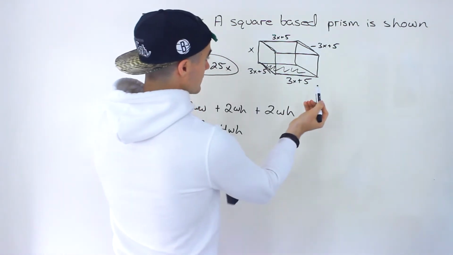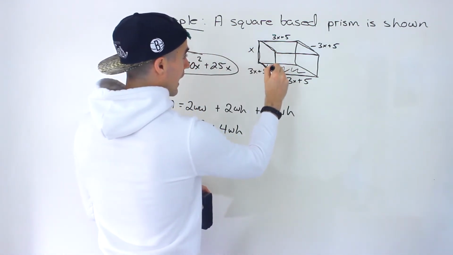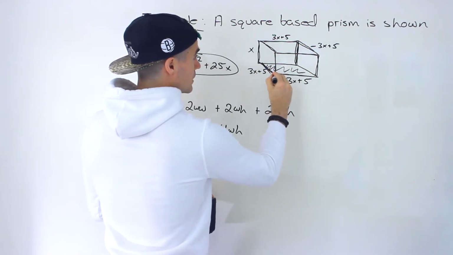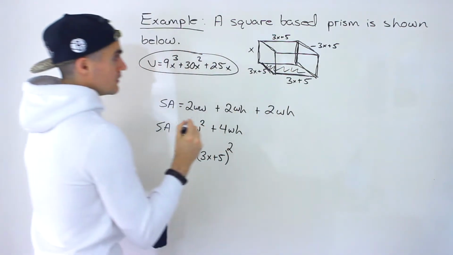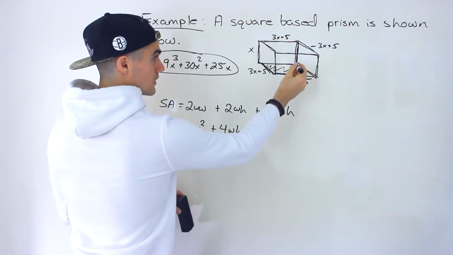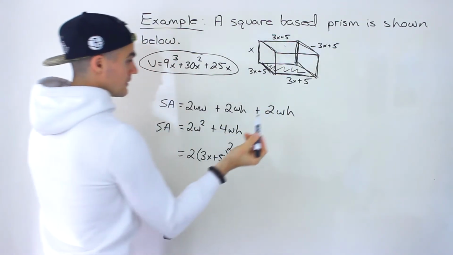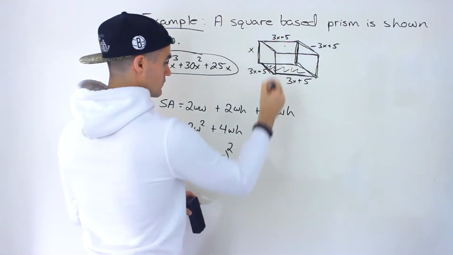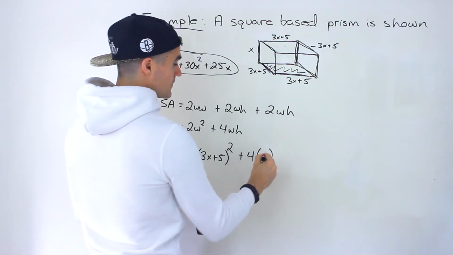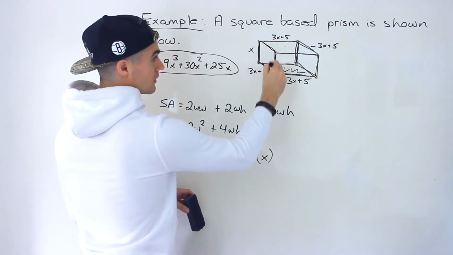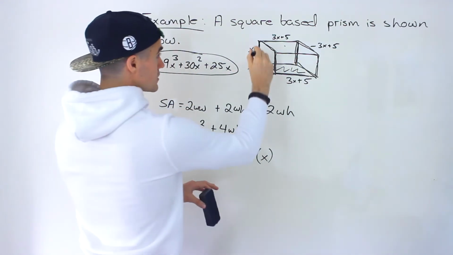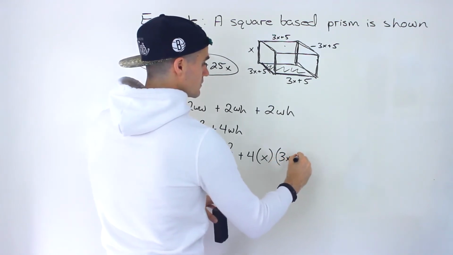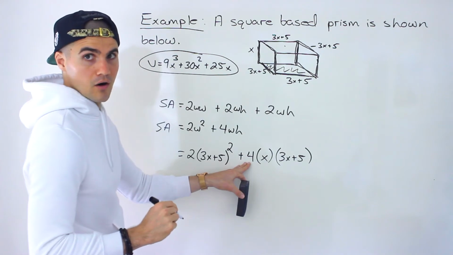And then notice that the faces on the side, all of them have a height of x, right? And they all have a length of 3x + 5. And there's 4 of them, right? This one in front, this one on the side, 3, and then the one in the back. So there's 4 of those, and each of them has a width of x, the width of the rectangles on the side. All of them have a length of 3x + 5, and then there are 4 of them.